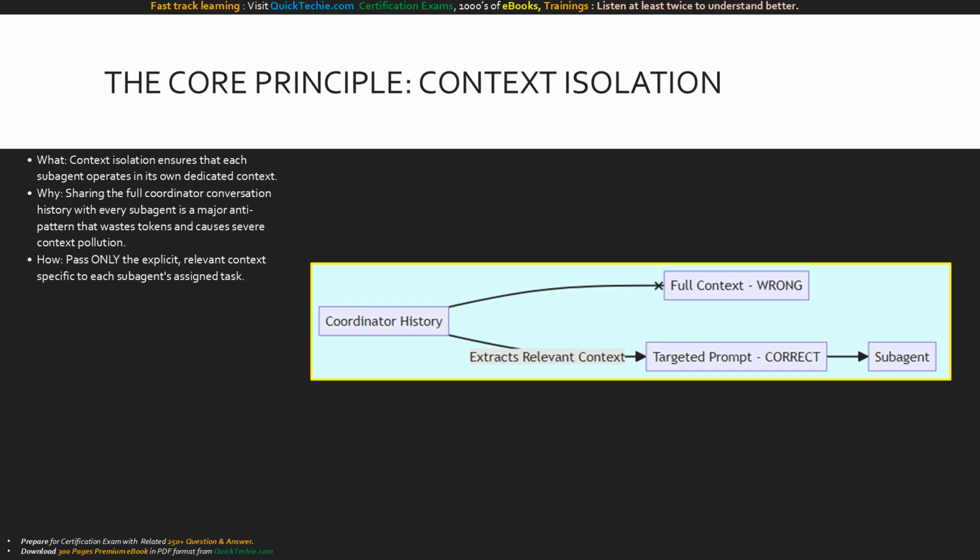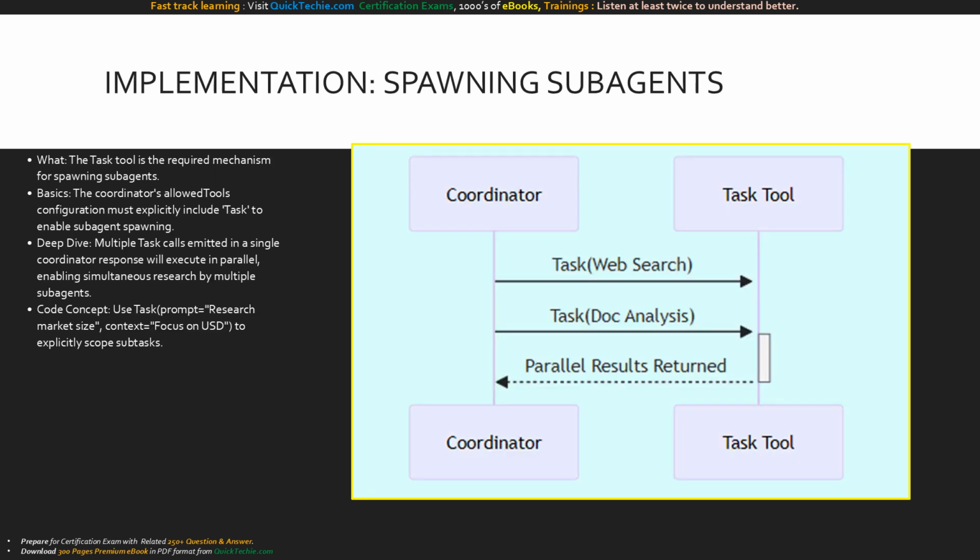This diagram contrasts the wrong and right ways to handle context. The red path shows the anti-pattern of dumping full history into a subagent. The green, correct path shows the coordinator extracting only relevant context to form a targeted prompt, which is then passed to the isolated subagent.